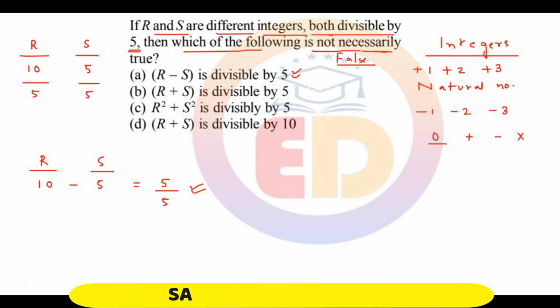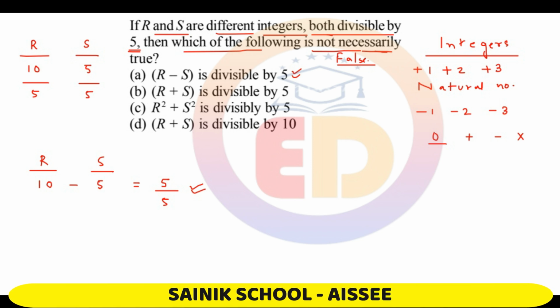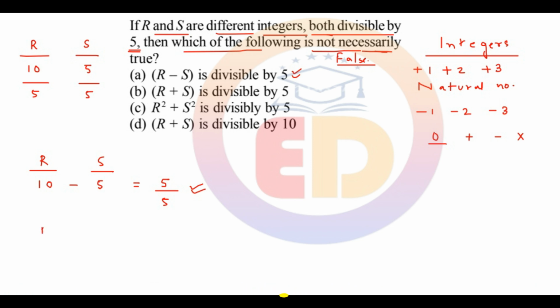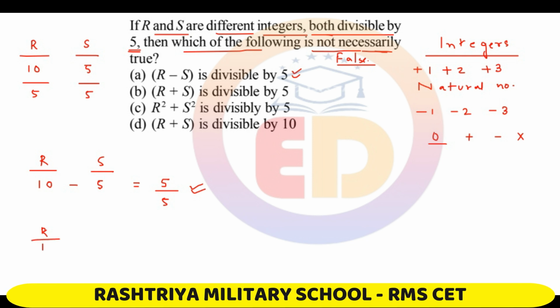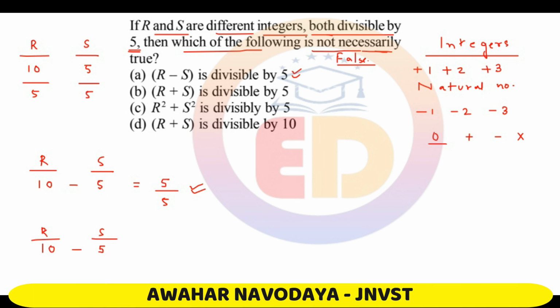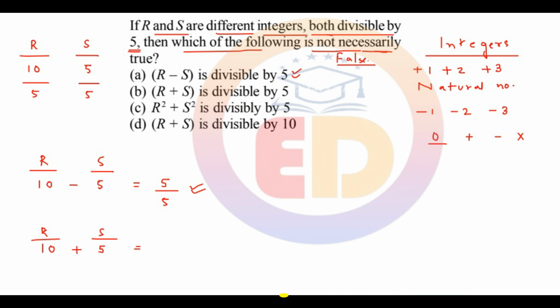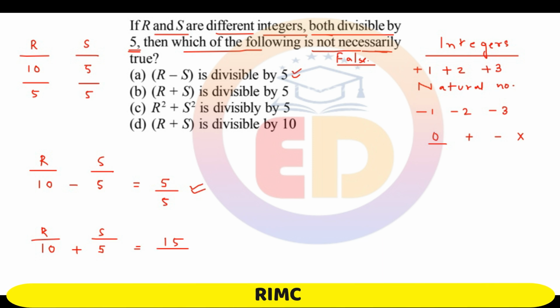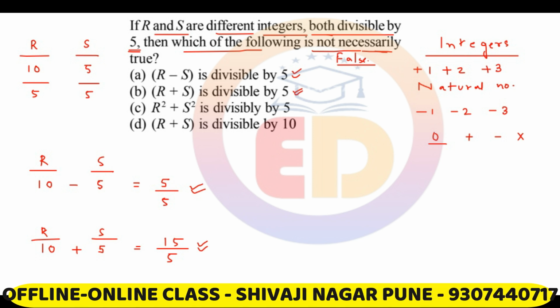Let us verify the second one. R plus S is divisible by 5. R is 10, S is 5. So R plus S, 10 plus 5, it will be 15. Is it divisible by 5? Yes, it is also divisible by 5. So R plus S will also be divisible by 5.